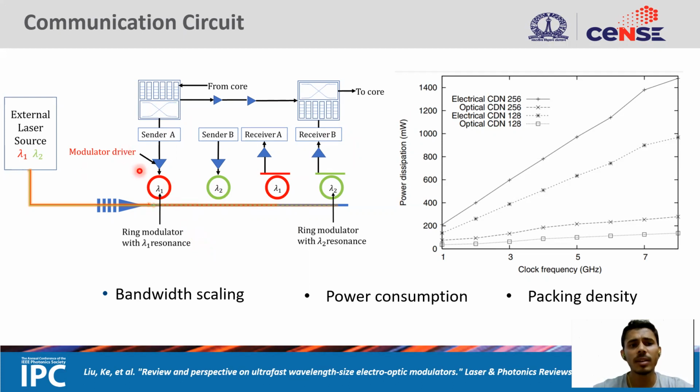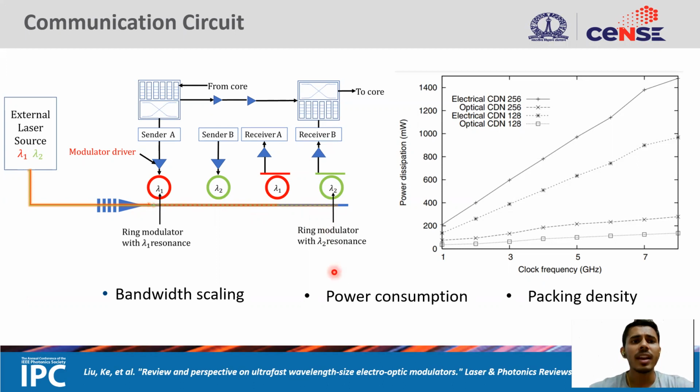The component that I would actually be working on is denoted by the modulator driver. So what does a modulator driver do? It converts the electrical information, the electrical bits sent by sender A, into a corresponding optical signal, which is then transmitted via an optical network to receiver B, where it is demodulated into an electrical signal, which is received by receiver B.